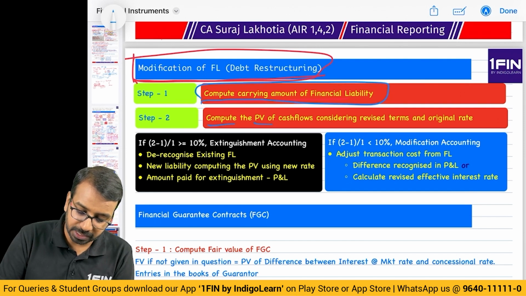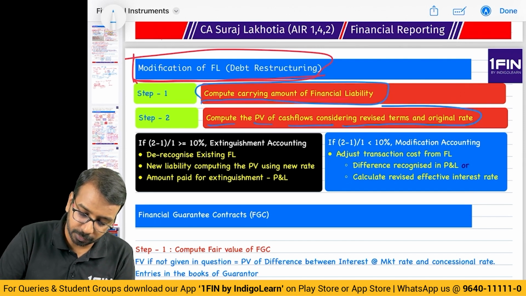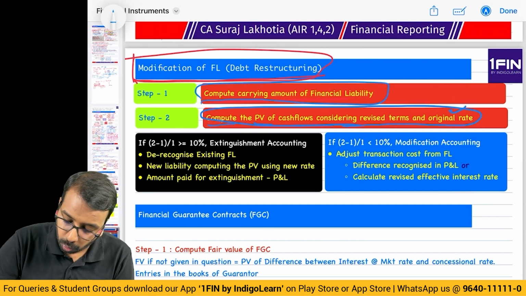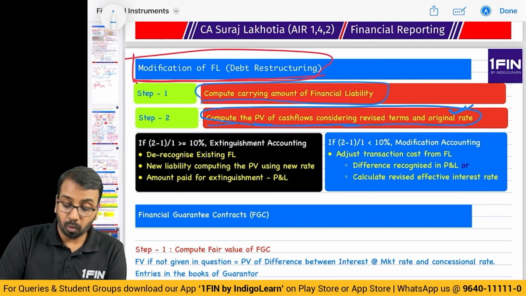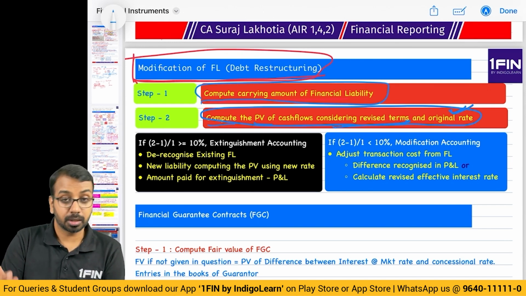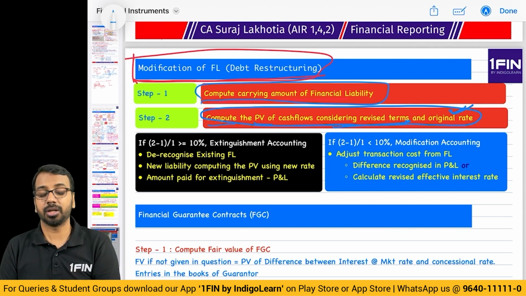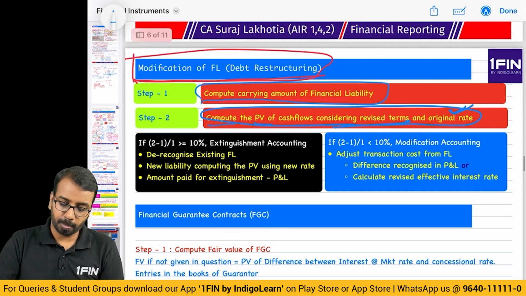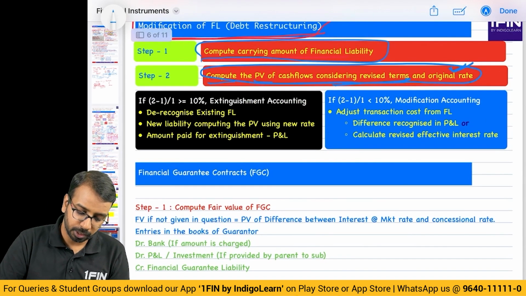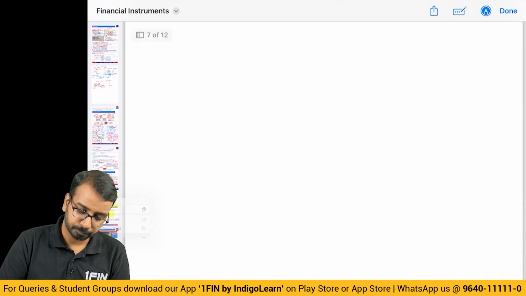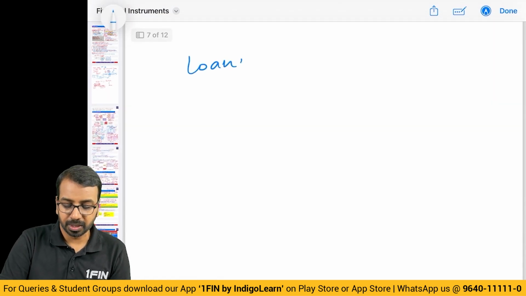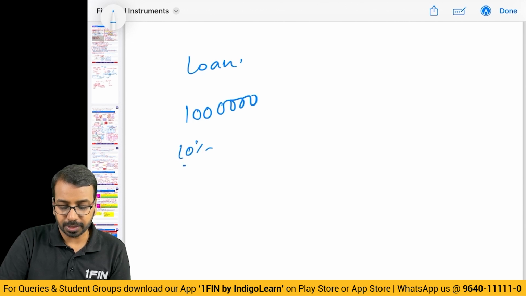Second, compute the present value of cash flows considering revised terms using the original rate. This is very important. What is the revised terms, consider all of that. So generally what happens is, in case of debt restructuring, let us say a company has taken a loan from a financial institution. On this loan, the initial principal amount is 10 lakhs and interest at 10% is payable.